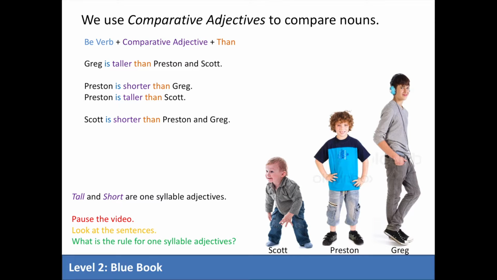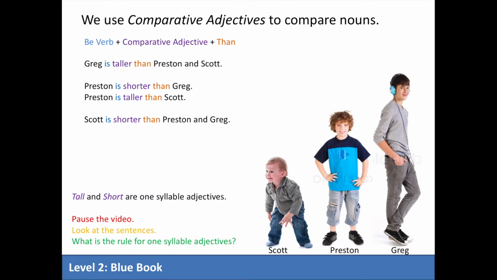So in English, we use comparative adjectives to compare nouns. Again, you'll remember from previous units that we use the be verb to compare things or to describe something. So we have some examples to look at. Here we have three men, or boys, Scott, Preston, and Greg.